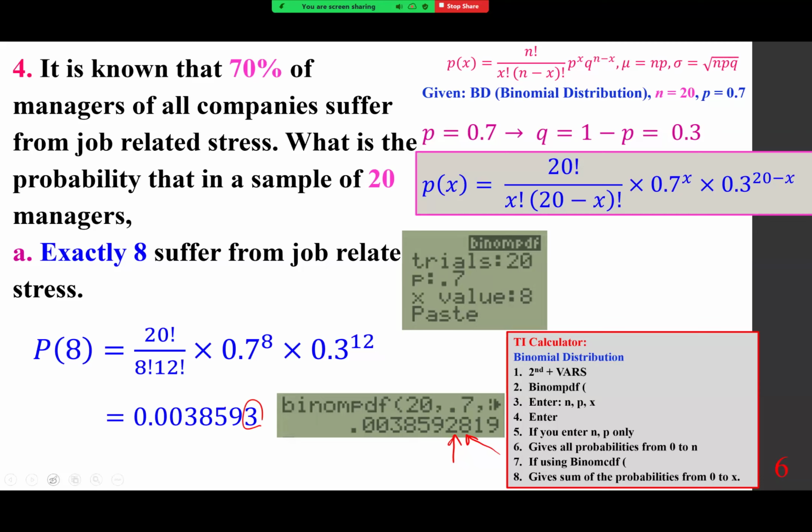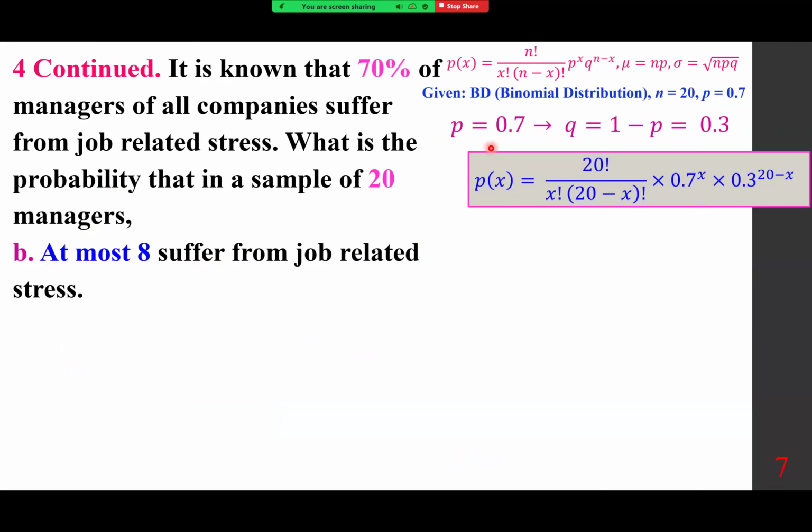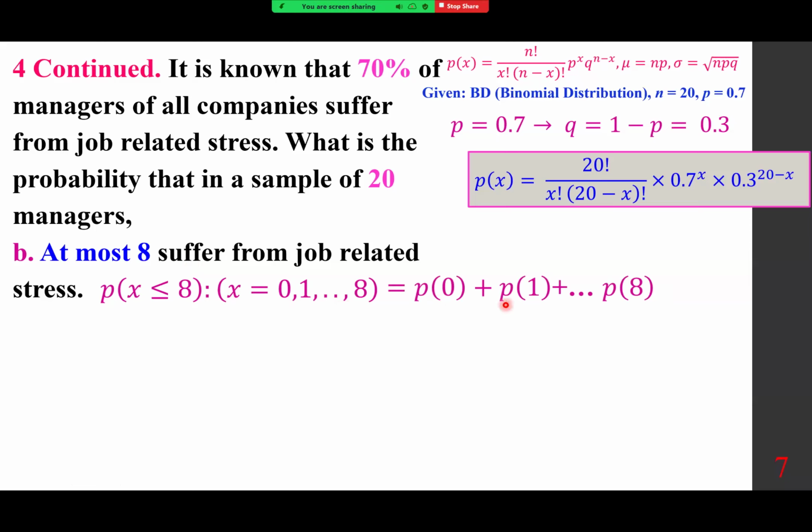I'm going to continue with the same question, part B of the same question. This is the information from the previous page. We are continuing. Part B, at most, 8 suffer from job-related stress. That means probability of X less than or equal to 8. That means probability of X is 0, 1, all the way to 8. That means add up 0 to 8. And obviously, you don't want to calculate 0, 1, 2, up to 8 individually. You can use a calculator for that.